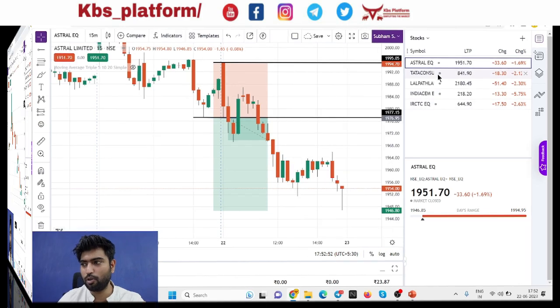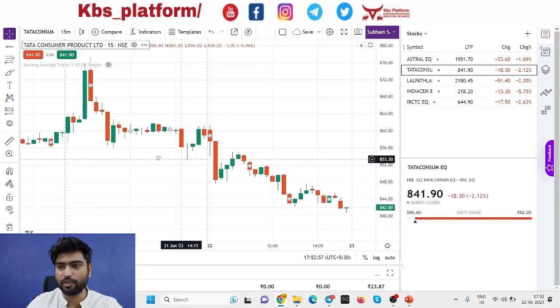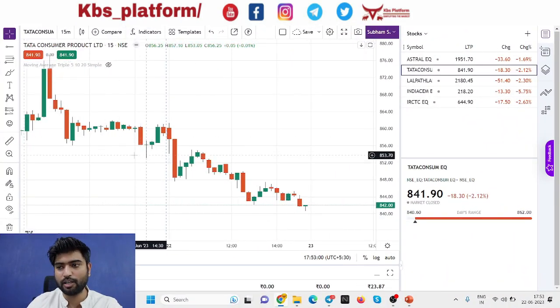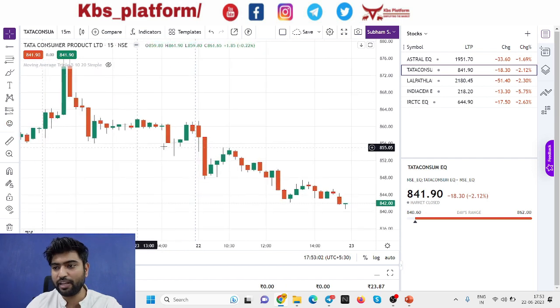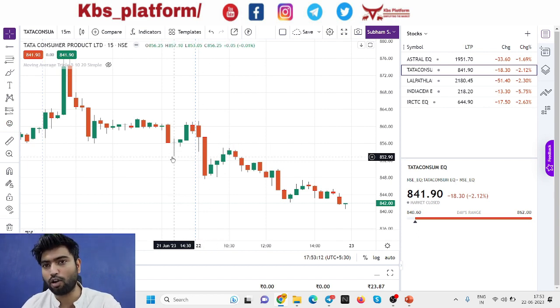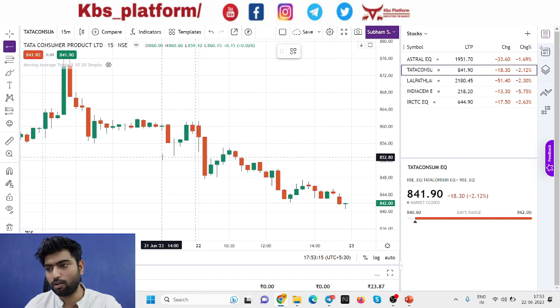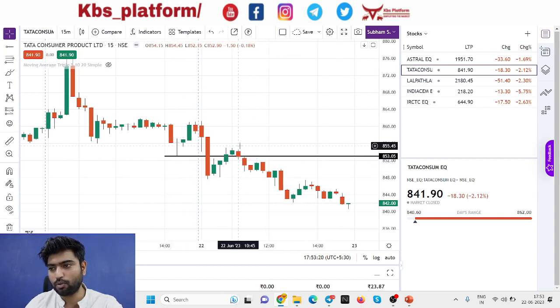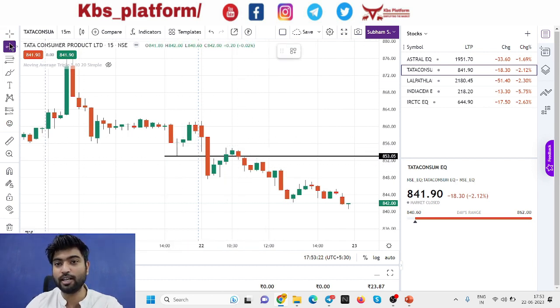Let's discuss a couple more. This was another setup which was formed in Tata Consumer. In this particular setup also, if you see, the previous day there was a pin bar candle which was formed at the day low. So in the next session we will take an entry once the pin bar candle low is crossed. Let's mark the pin bar candle low. This is the pin bar candle low which was there. Our stop loss would be today's day high, which is around here.